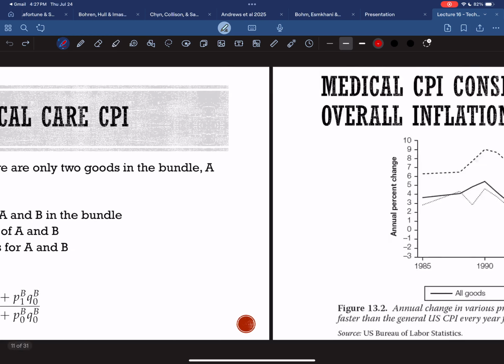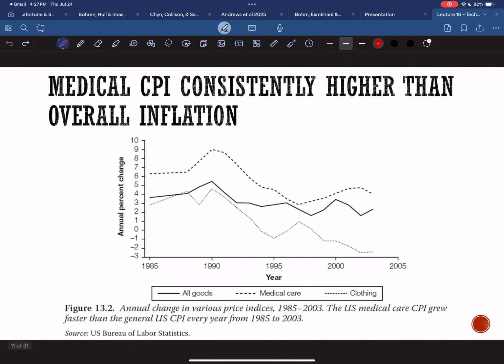So when we do this, what does the medical care CPI look like compared to other metrics of inflation? Here we have three metrics of inflation. We have the medical care CPI, that's the dotted line here. Then we have all goods, that's the black line here. And then we have clothing, which is the gray line here.